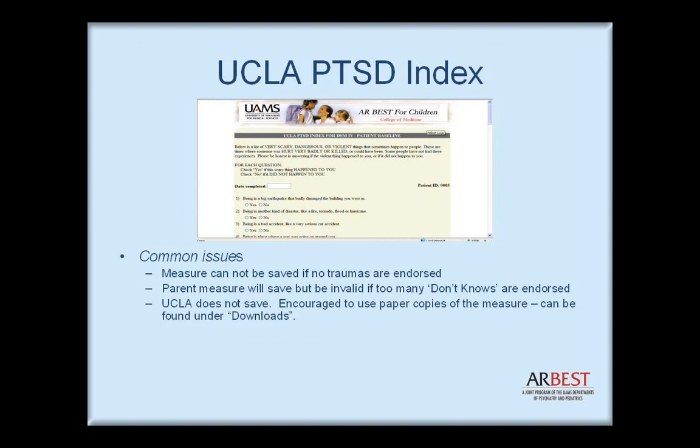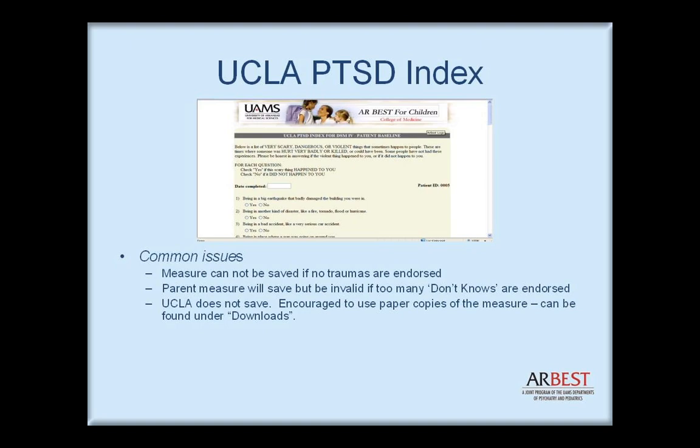The second common issue is parent measure will not save. The parent measure will save, but it'll be invalid, so you won't have a score. And this happens when too many don't knows are endorsed.